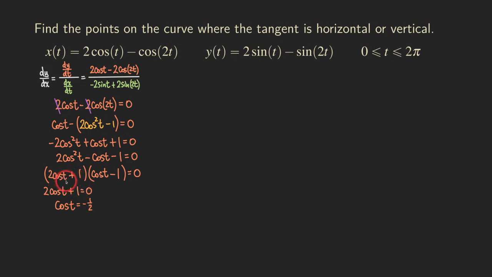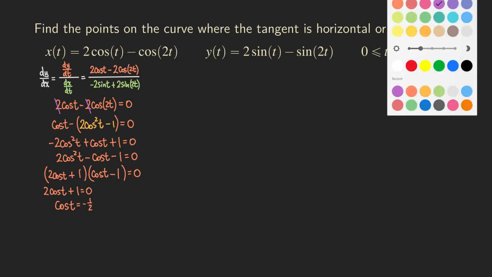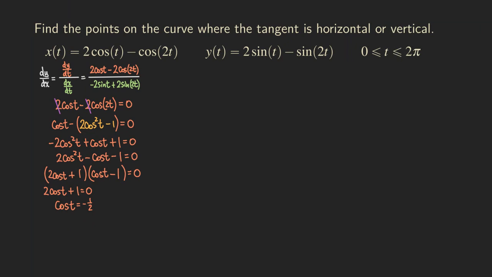We have this first case, which is 2 cosine t plus 1, and that's equal to 0. So this is equal to -1/2. When is cosine equal to -1/2? That's when you have a reference angle of pi/3. So the reference angle is going to be pi/3. And then the quadrants would actually be quadrant 2 and quadrant 3. That's when cosine is negative.